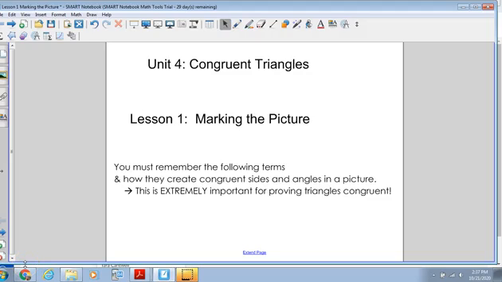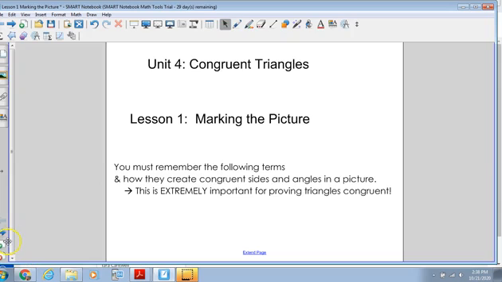Hello, geometry students. We are about to begin our next unit on congruent triangles, and our first lesson is about marking the picture. We are going to review 6 terms and how they create congruent sides and angles in a picture. This is extremely important for proving triangles congruent, because when we get into proving triangles congruent, we're looking for which sides are equal to each other and which angles are equal to each other.